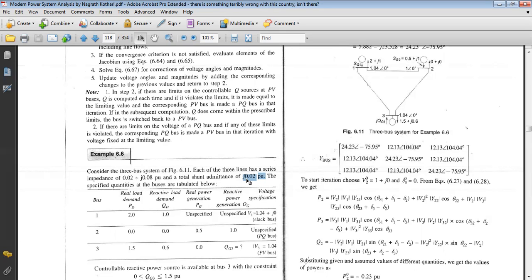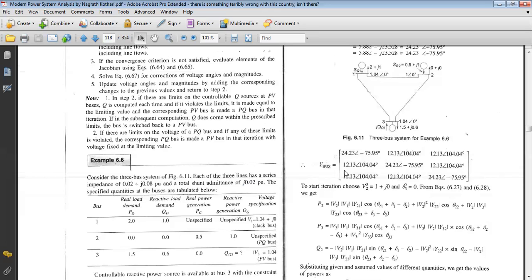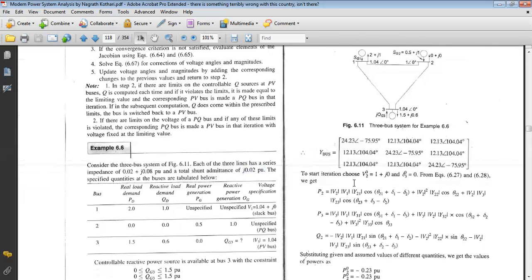We have to consider this admittance value whenever we calculate the self admittances, that is Y11, Y22, and Y33. We have to add this shunt admittance value directly to the self admittance. After considering this, we can find the 3 by 3 bus admittance matrix. This is the Y bus matrix. This is the first solution step: identifying the bus admittance matrix.